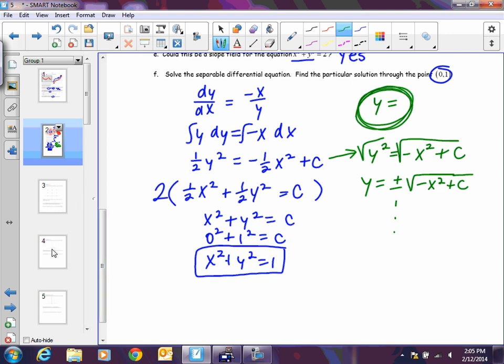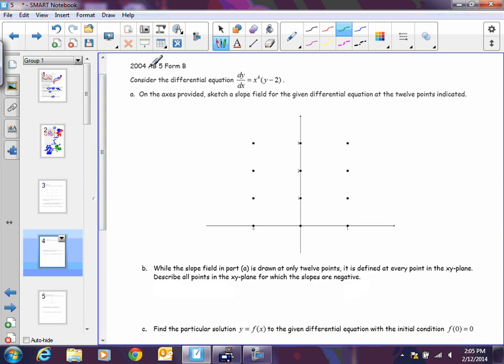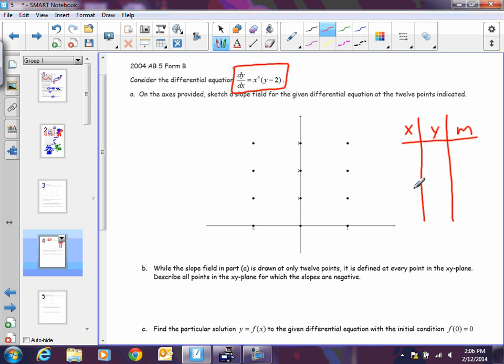Actually, I want you to skip the next page and go straight to where it says 2004 AB5 Form B. And it's like this. Okay, so here we have this differential equation. And again, this is representing all the slopes. So we're going to go ahead and do a table. And we're going to look for patterns. If there's no patterns, we just got to plug in all the points.